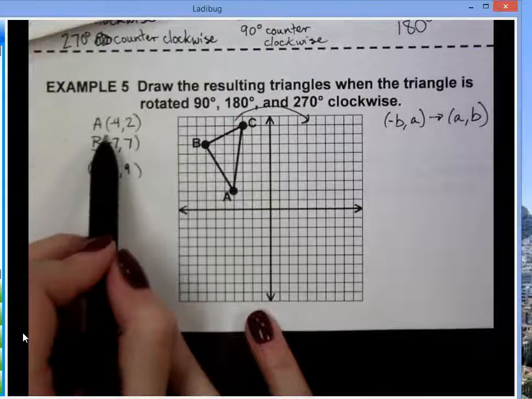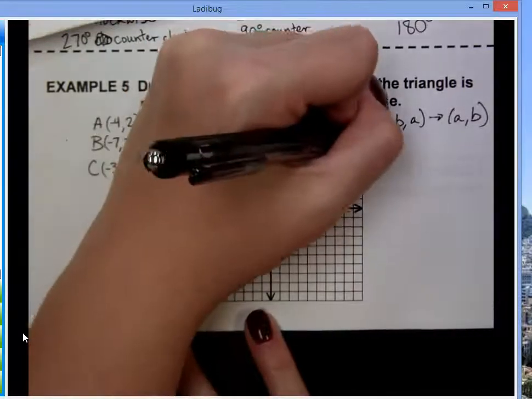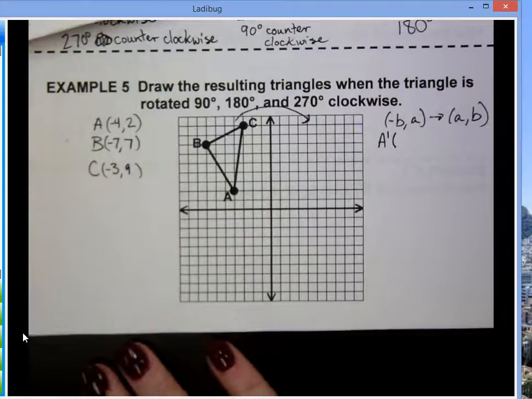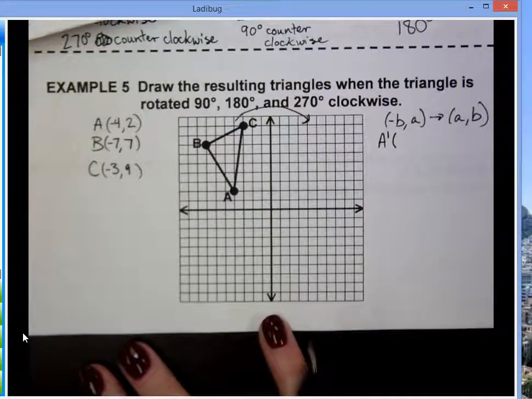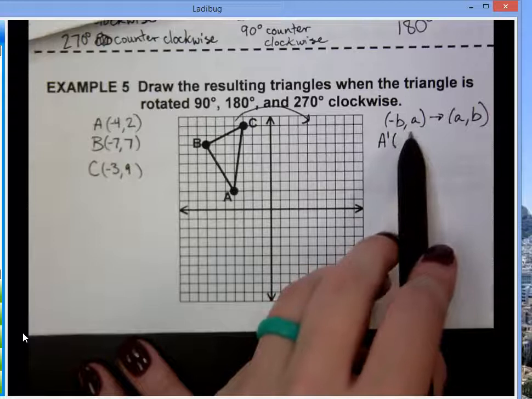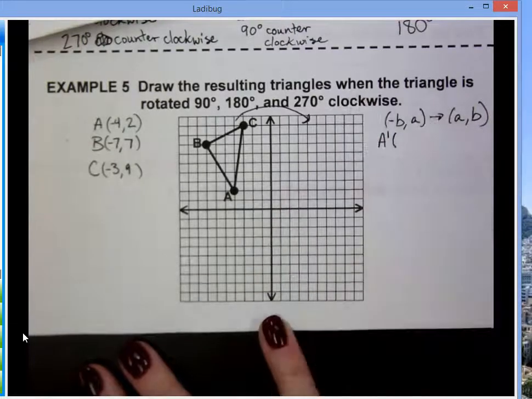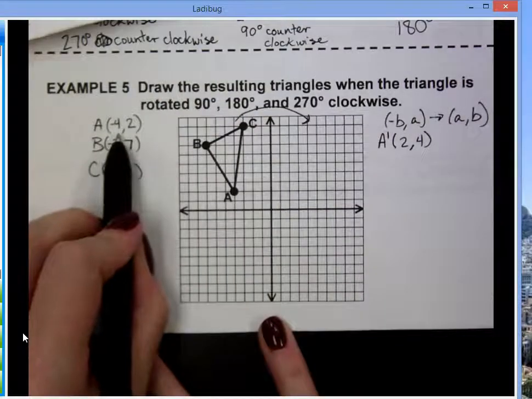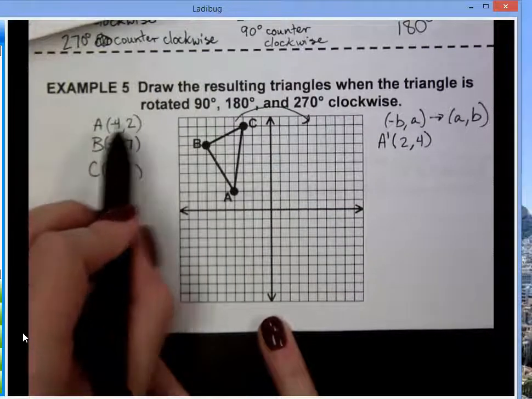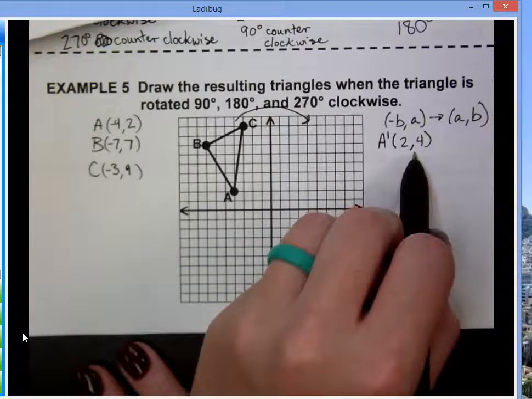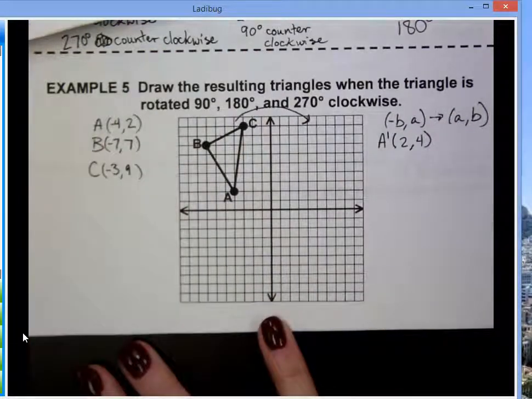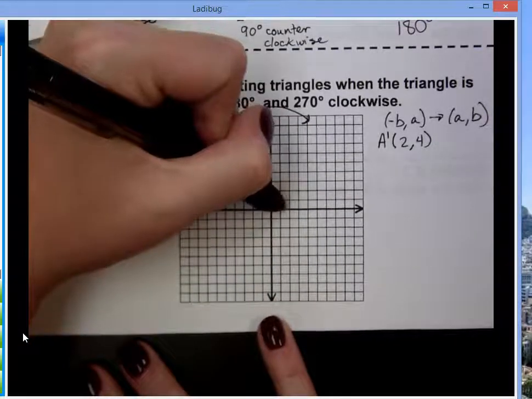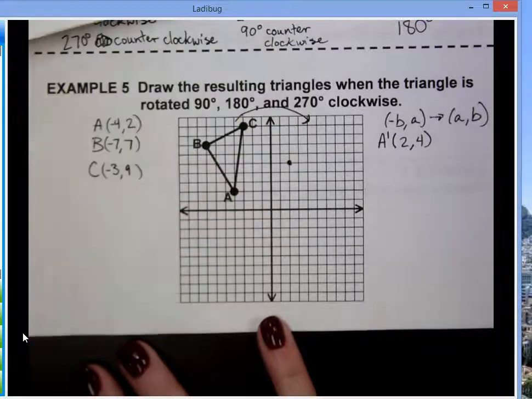We've got these points. We've got A. Now we've got our A prime. So we have rotated at 90 degrees. We need to go from -4 to, we need to flip it, and they both need to be positive. So it's going to be +2, +4. So the change goes from -4, 2 to +2, +4. We flip the x and y, and they're both positive because they're in quadrant 1. So it has to be positive. So our A prime is going to be 2, and then up 4. All right, that's our A prime.